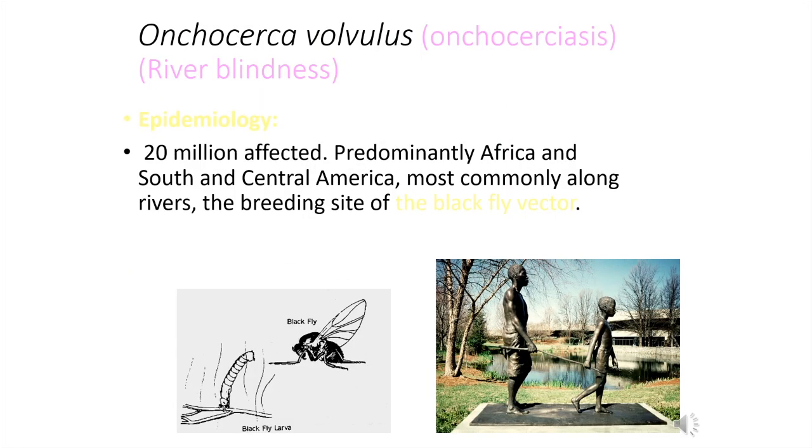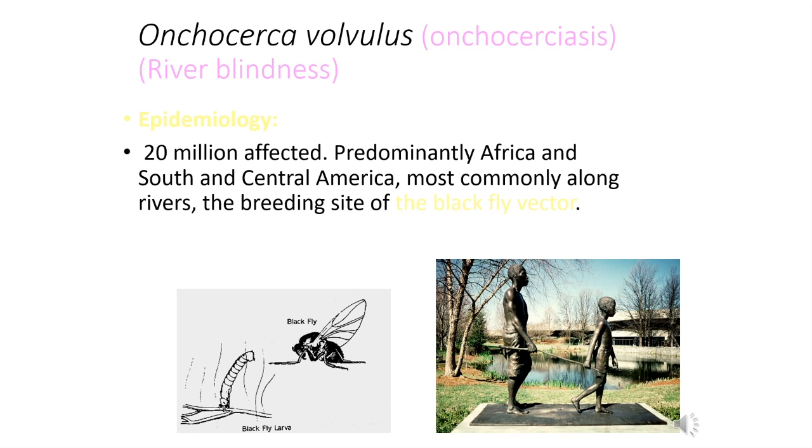Next, we come to Onchocerca volvulus, another filarial worm. This produces onchocerciasis, which results in river blindness. Wow, interesting. Again, how would a parasite result in blindness and river blindness? You see the statue in here, a young boy leading an older person, an old man with a stick. So the boy can see well, but the man is blind. This is for river blindness. How does it happen? Let's see.